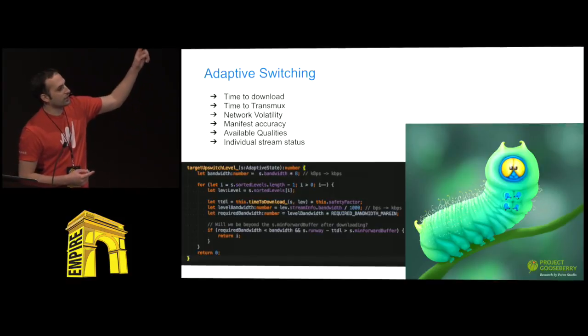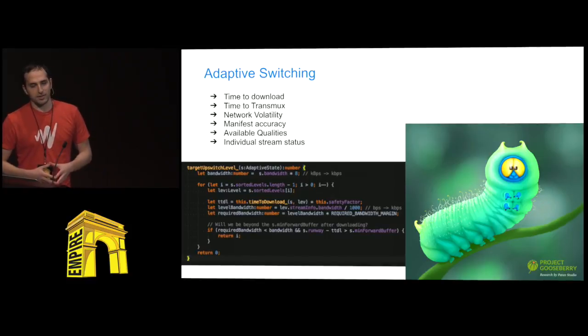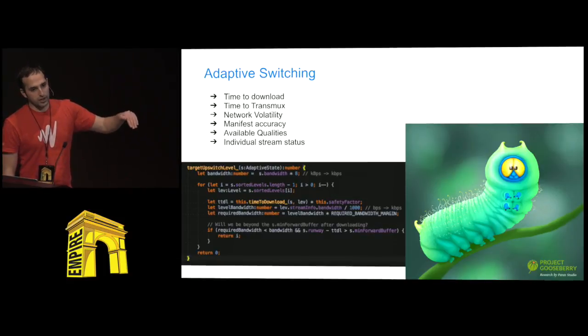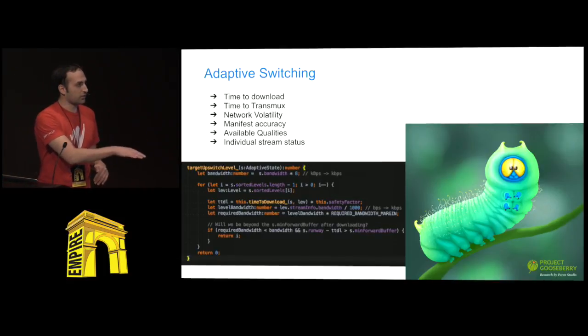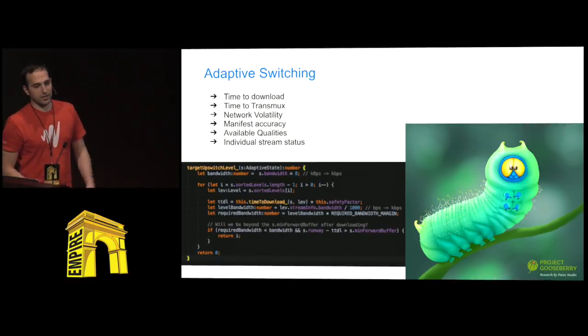So network volatility, you can see that it's the safety factor. What happens is every time we see the bandwidth decrease, or we're in a state where the bandwidth was enough to support a level, but we had to go down to a lower quality level because the bandwidth decreased, we increase the safety factor. And what that means is that you're going to be a little bit more cautious when going back to a higher level.